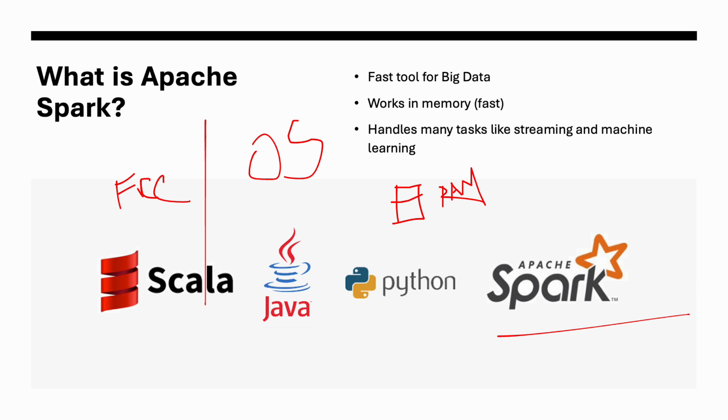so it makes it very fast. Spark can also do a lot of things. It can process files, handle live data like video streams, and even help with machine learning. It's also easy to use with popular languages like Python, Java, and Scala. Natively, Apache Spark is written in Scala, so it can be used with Scala as well.